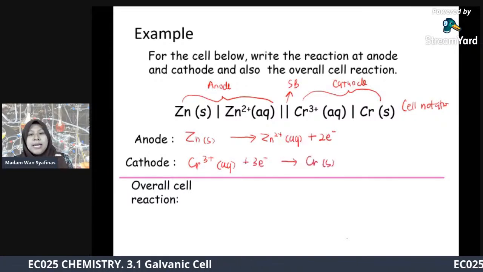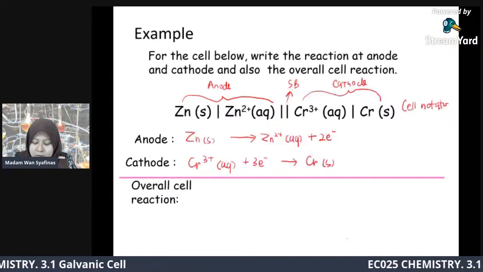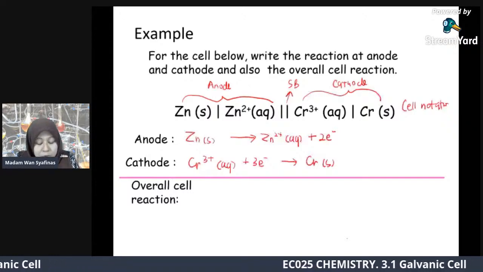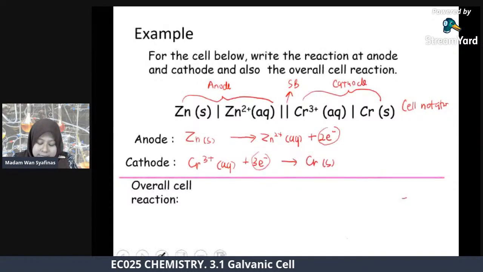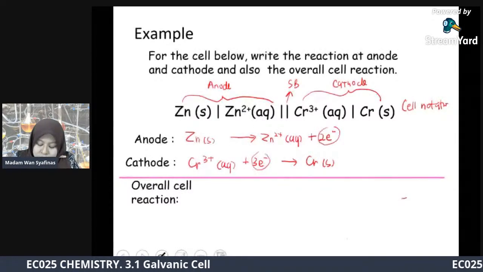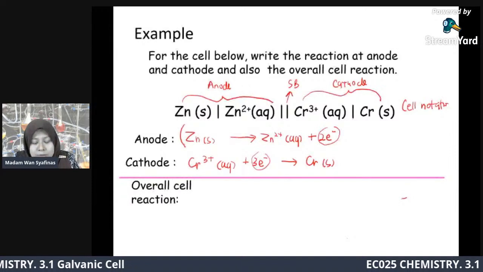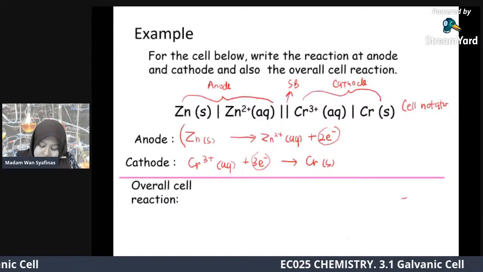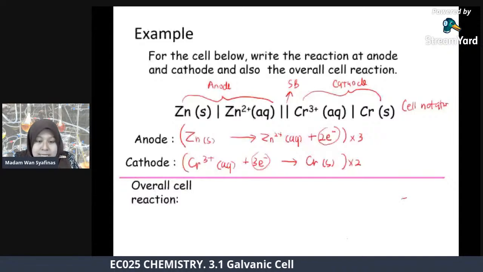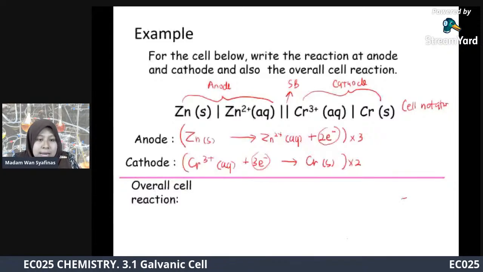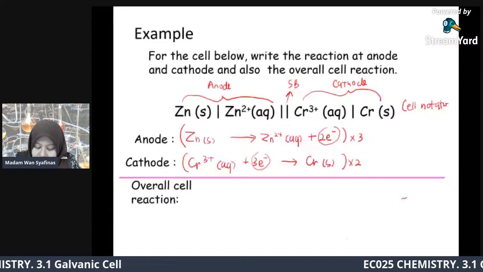So here the electrons are not balanced. For the anode we have 2 electrons. For the chromium we have 3 electrons. So how do we do it? We have to cancel out the electrons. So for the anode we have to times by 3, and for the cathode we have to times by 2. So when you times by 3 and 2, you will get 6 electrons for both anode and cathode. Then cancel out the electrons.